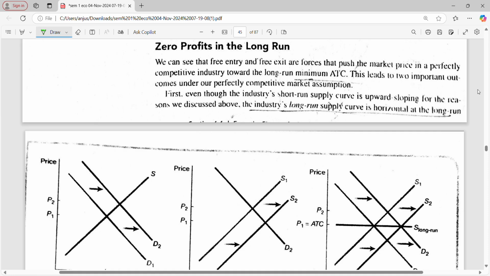Zero profits in the long run. Free entry and free exit are forces that push the market price in a perfectly competitive industry toward the long run minimum ATC. We know how it is, so let me draw the graph for you.